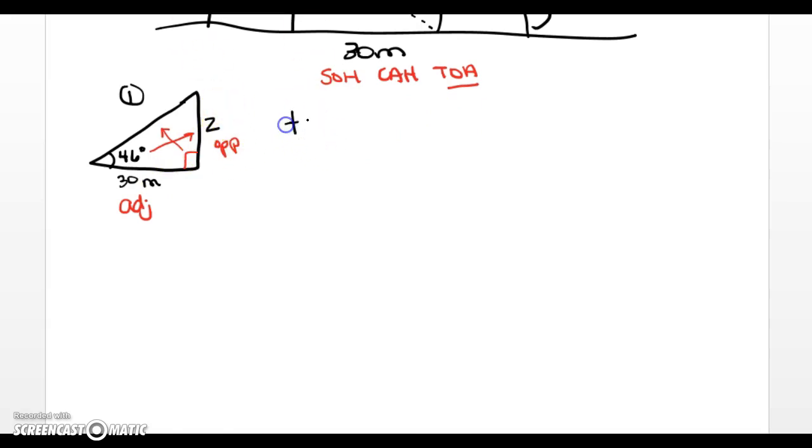So let's always start off by writing that formula. We have tan of theta is equal to your opposite over your adjacent, and then we can fill in the information that we know. Our angle here is 46 degrees, so we have tan of 46 degrees equal to your opposite, which is Z, over your adjacent, which was 30.